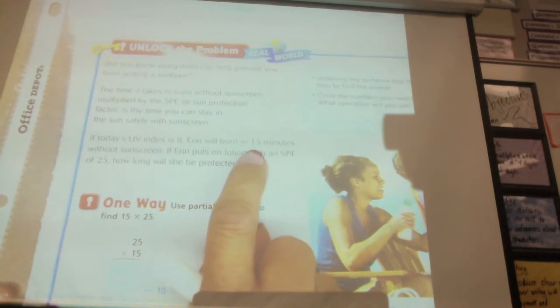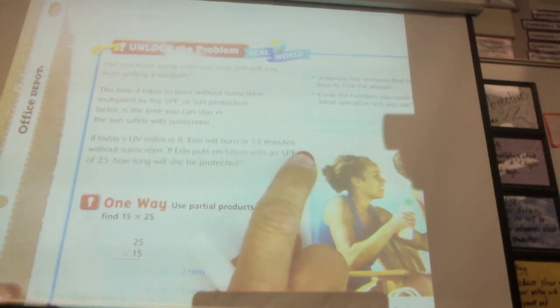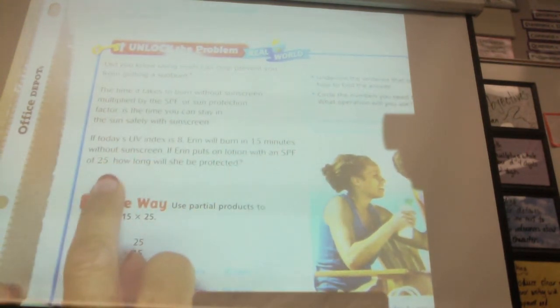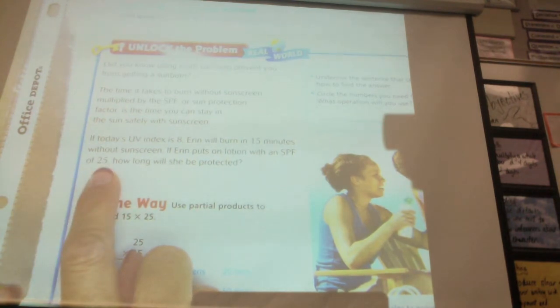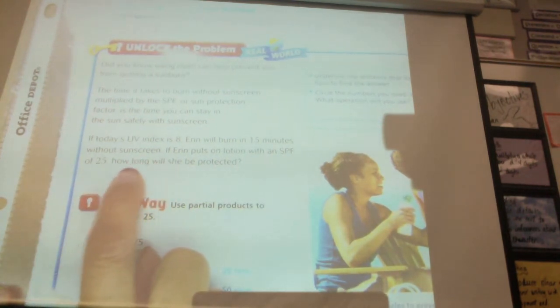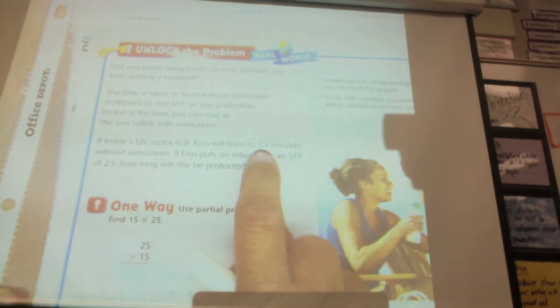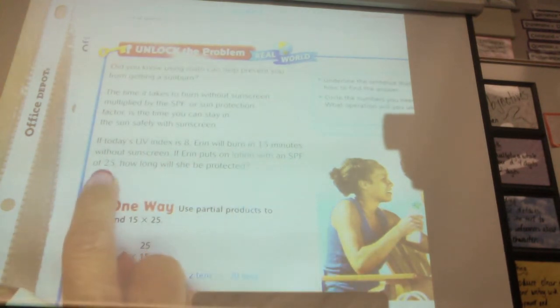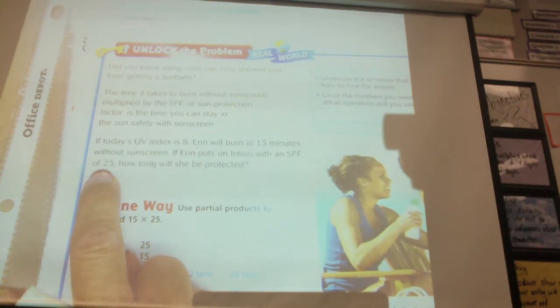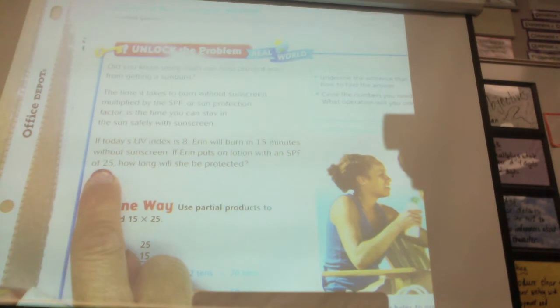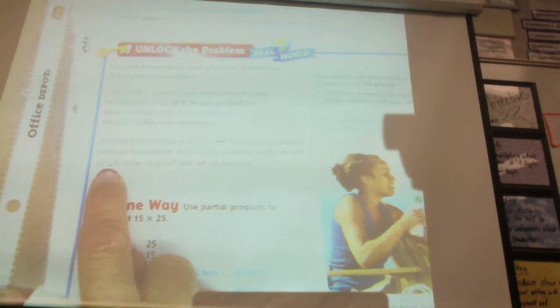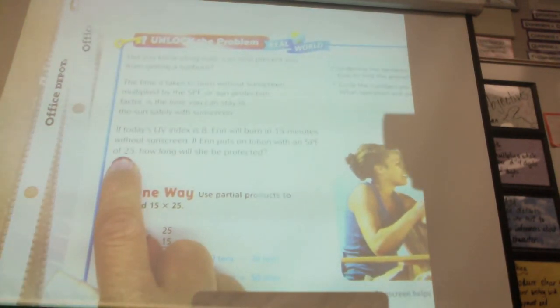If she will burn in 15 minutes without sunscreen, but she wears a sunscreen of 25, you will be able to figure out how long she's protected by multiplying the burn factor of 15 minutes times the 25 SPF factor. Yes? Can't that also give you skin cancer? Yes, but we're doing the math part of it right now.